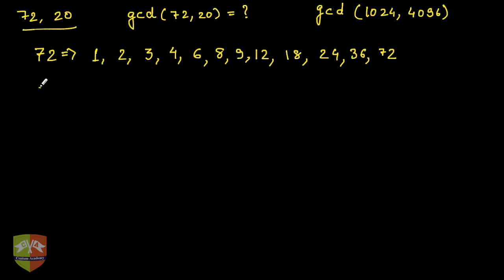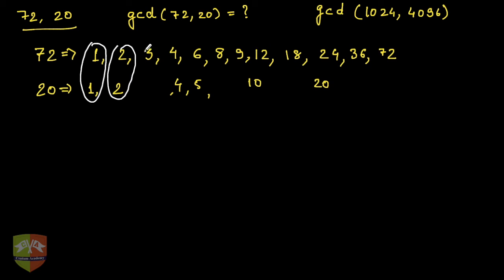Find out the factors of 20. So if you see, 20 is nothing but 1, 2, 3 is not there, 4, then there is 5, 6 is not there, 7, 8, not there, 10, and then finally 20 itself. So these are the factors of 20. Now our objective is to find out common factors. So if you clearly see, 1 is common to both, 2 is common to both, and then finally 4 is common to both. Apart from that, there are no common factors of 20 and 72.